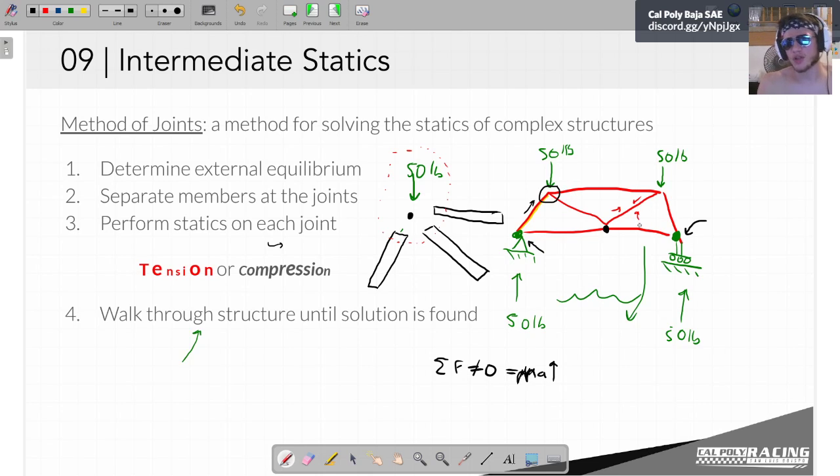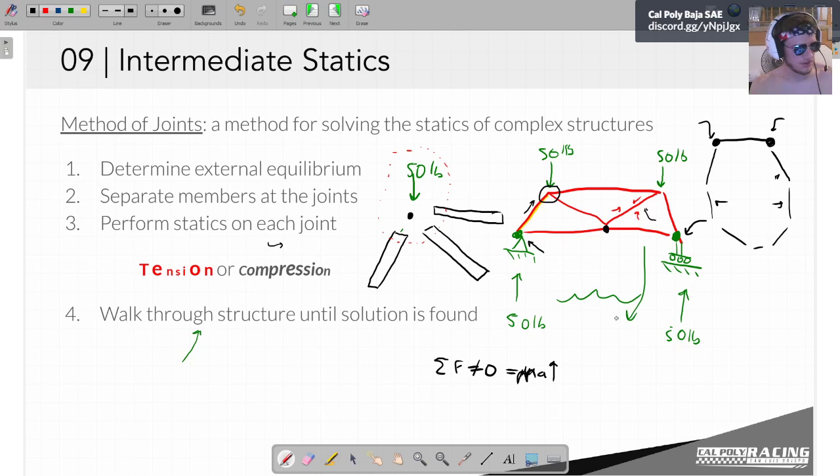You also are likely to have problems where you only care about one member. So, all right, on the chassis, if I want to figure out if the firewall is strong enough, I really only care about the top member on the back of the firewall. Or let's say that we want to figure out what size we need that top member to be. Well, I don't even need to do the statics for anything else. I just need to figure out how do I work myself to these 2 points at the top.